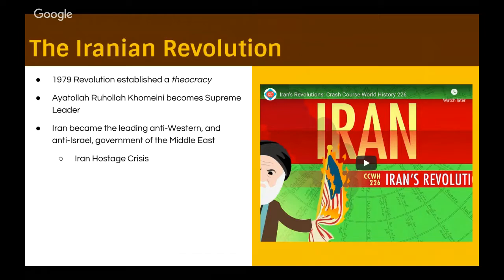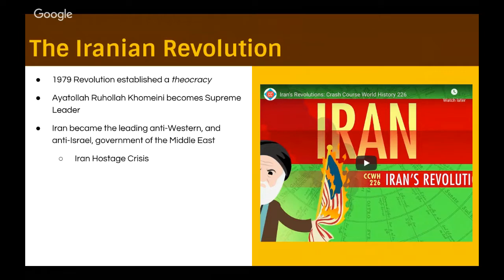And they establish a theocracy, and that is a government led by a religious leader and under, in this case, Sharia law, or Muslim law. Iran really does become the leading anti-Western, anti-Israel government of the Middle East. Its early relationship with the United States is very rocky.